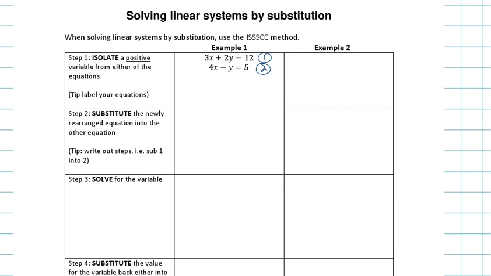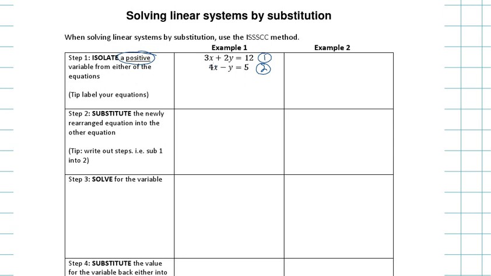Then we have to isolate a positive variable. If you're looking at these 2 equations, which one do you think is easier to isolate for? The second equation. What letter do you want to isolate for? y. Okay? We usually pick the easier one. If I isolate for this, I have to divide by 2, or if I isolate for this, I have to divide by 3. If I isolate for this, I have to divide by 4. So you want to try to pick the one that doesn't have a coefficient.